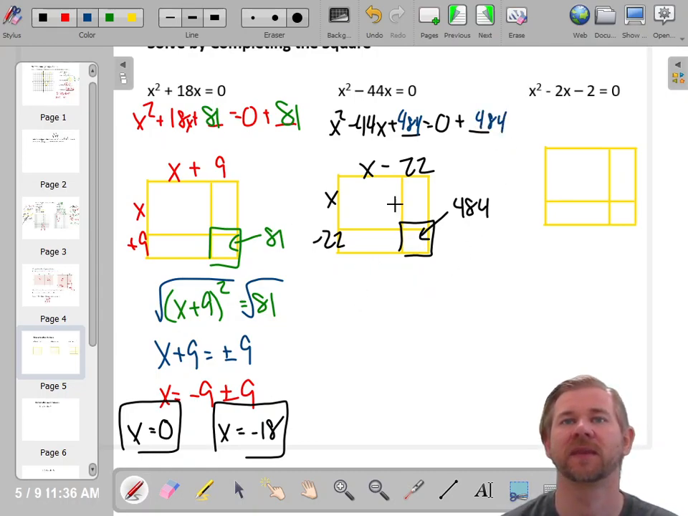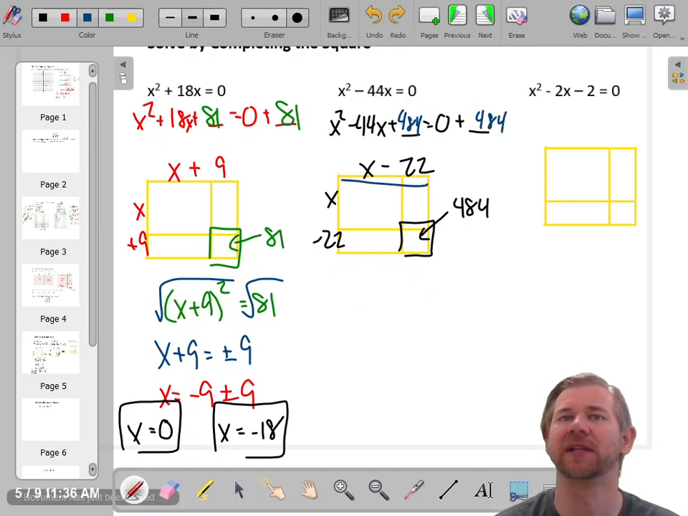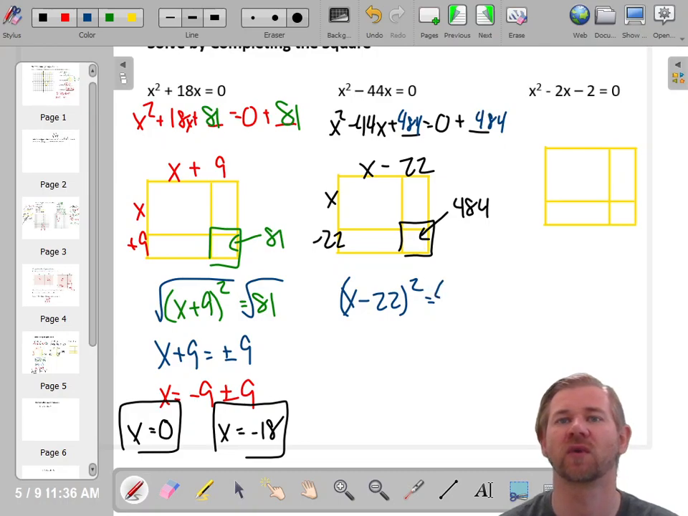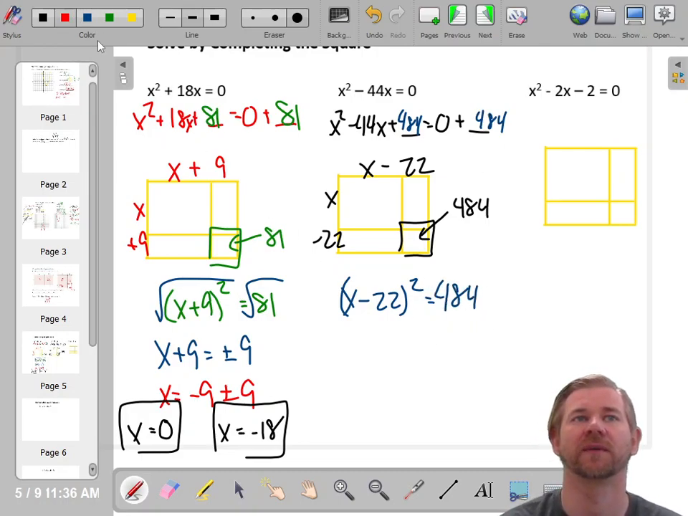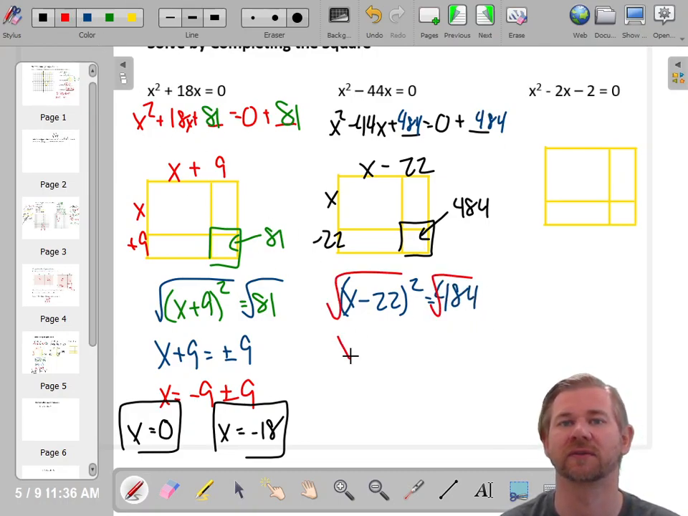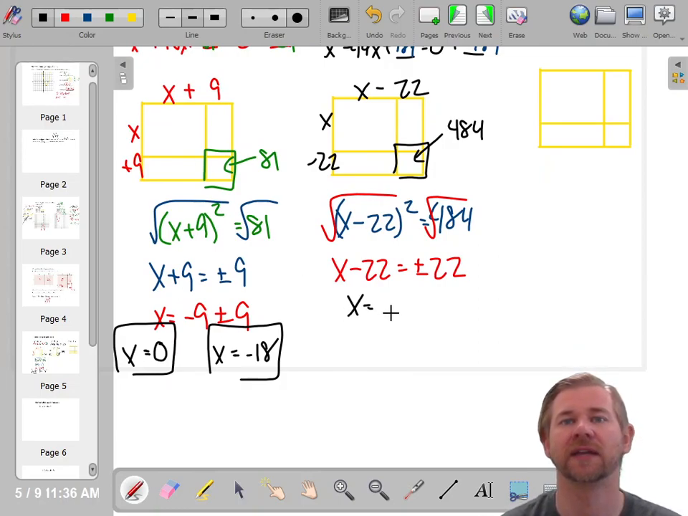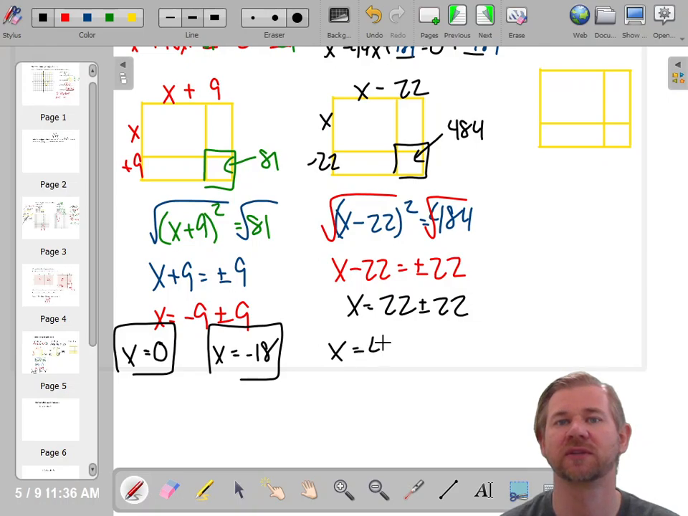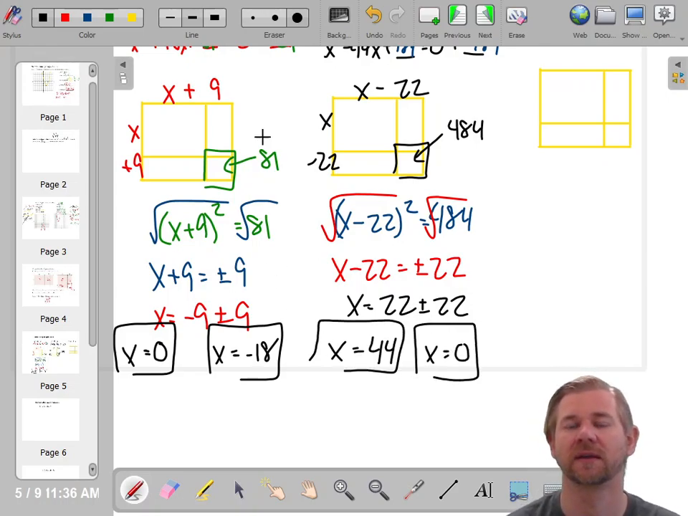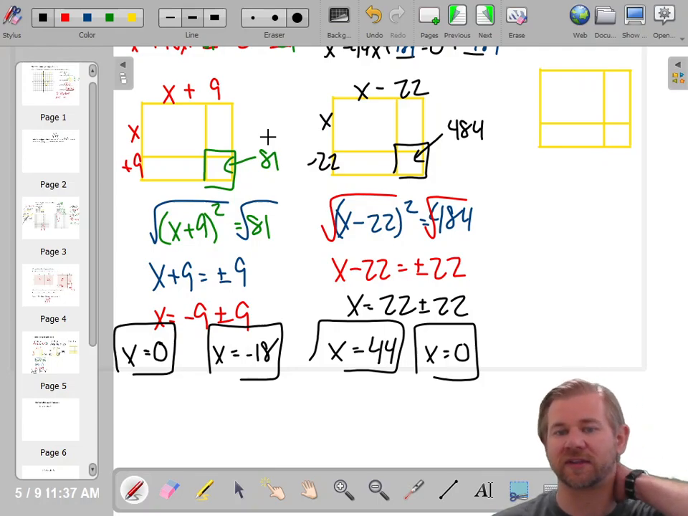484 to both sides. And now I will factor the left side, but I'm not really going to because I drew the picture. It's x minus 22 squared. And on the right side, 0 plus 484 is 484. Now we solve using radicals. The square root of 484 is 22. Add 22 to both sides. X equals 22 plus 22 is 44. 22 minus 22 is 0. Okay, so the first two are very similar, nothing too fancy.